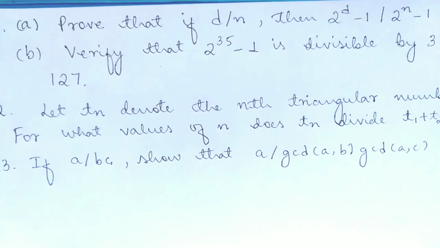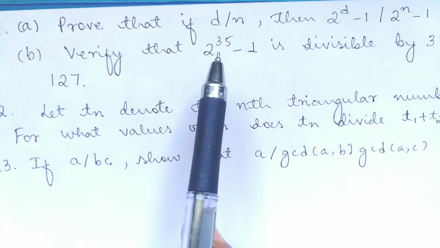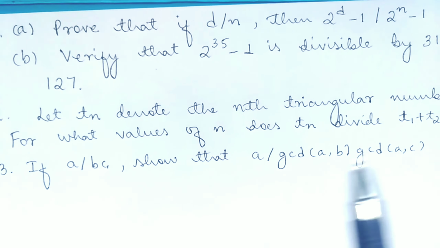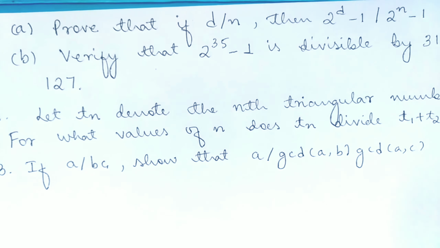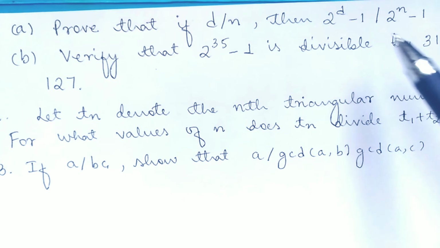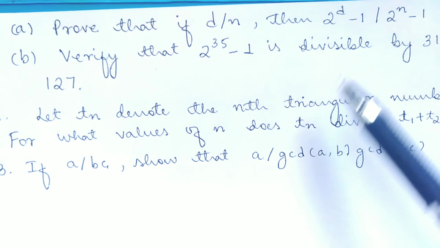Let's continue doing problems 2.3 from Elementary Number Theory by D.M. Burton. Question number 21a. Prove that if d divides n, then 2^d minus 1 divides 2^n minus 1. If you want to show that 2^n minus 1 is divisible by 2^d minus 1, then we should show that this one is a multiple of this.